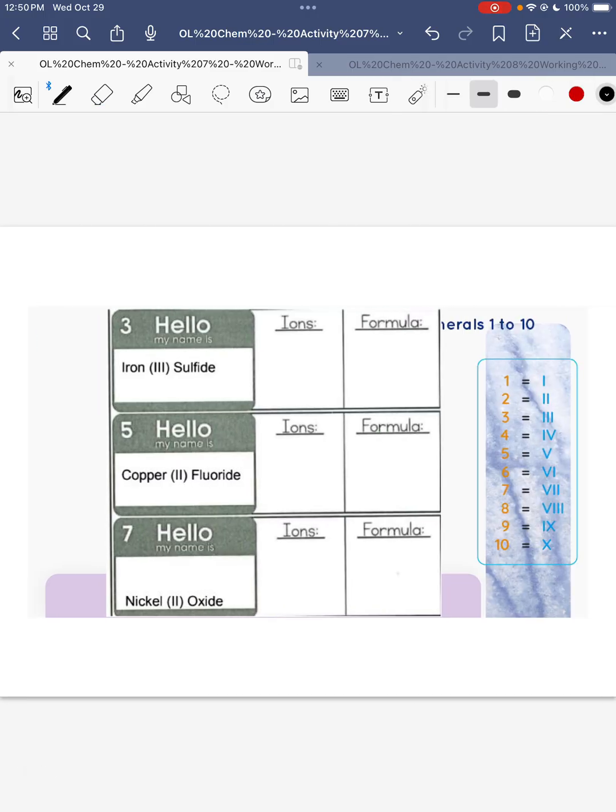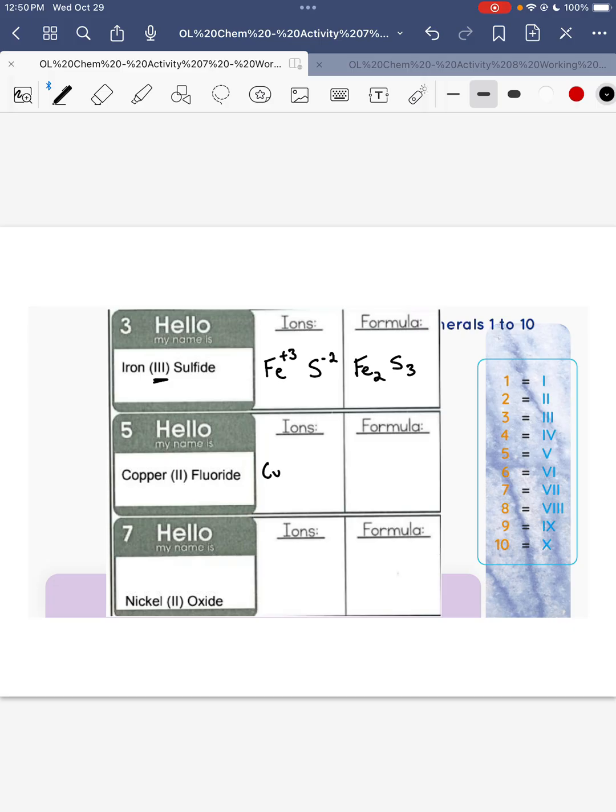Here we have iron(III) sulfide. Obviously, our iron and our sulfide are going to be our ions. Sulfur has a set charge of -2 when it ionizes. Iron has a variable charge, and we know that ours is +3 because of the III in Roman numerals. So my two ions are Fe3+ and S2-. When I do the crossover method, I'm left with the formula Fe2S3.